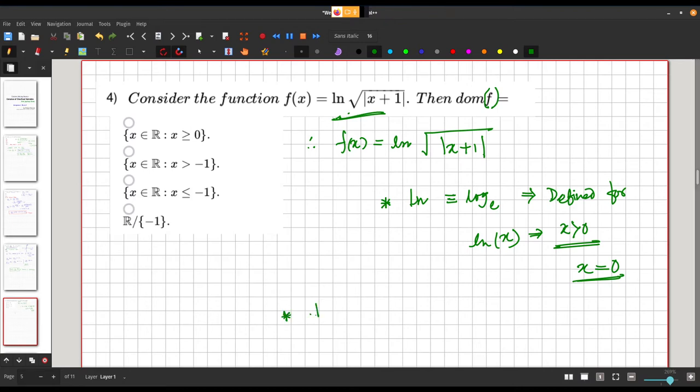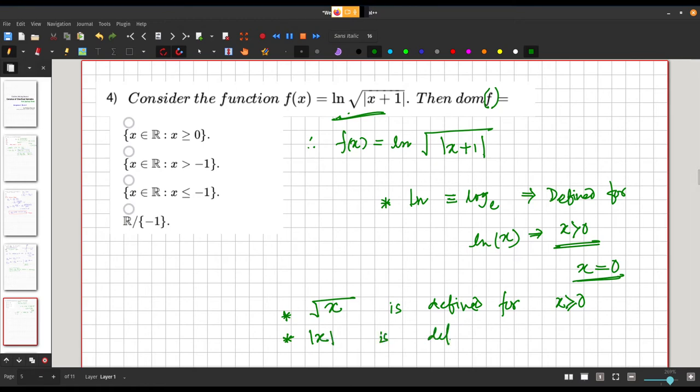Now we are looking at the function square root of x. This is defined for x greater than or equal to 0, and similarly the mod of x is defined for every x.